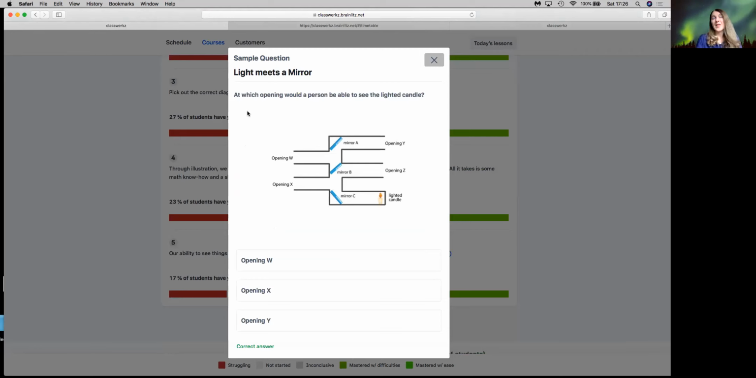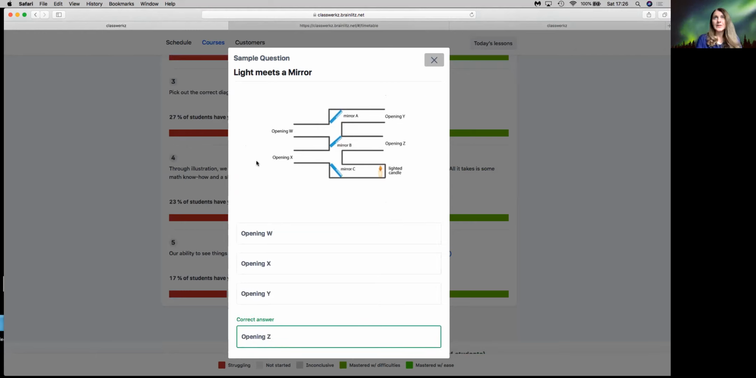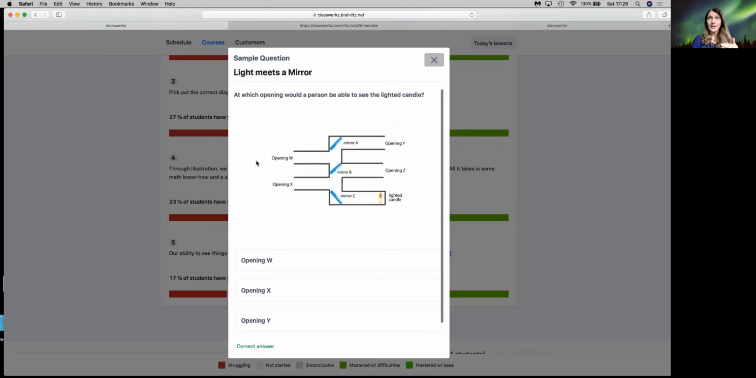So the light meets a mirror. At which opening would a person be able to see a lighted candle? So it would be here, opening Z. Again, I think it's quite difficult to look at what the experiments are when you do them live, and have the mirror in front of you, and you can see that, and say, okay, this is the opening where you can see the lit candle. But then actually seeing it in a kind of flow diagram like that, it's more abstract.